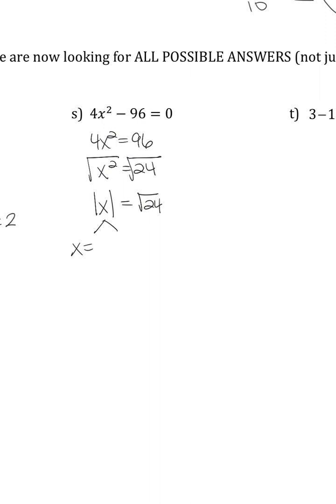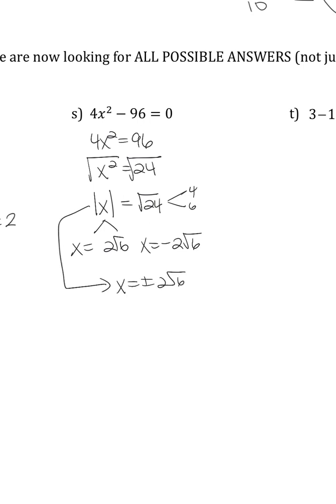Now I'm ready to break it into my two cases. x equals the positive root 24, which I'm going to simplify first. 4 times 6, that's going to be 2 root 6. And x equals the negative root 24, or negative 2 root 6. It is completely fine to go right from here to x equals plus or minus 2 root 6 as well, but I must see this step here.